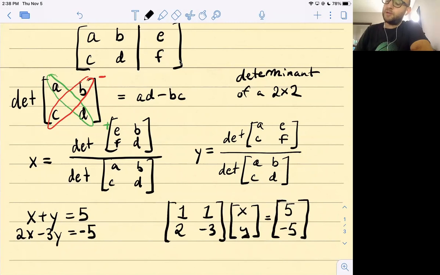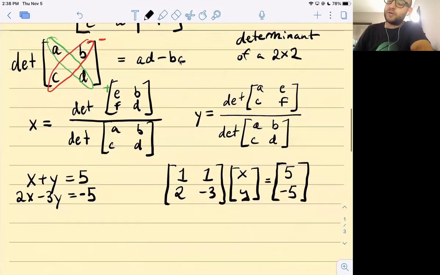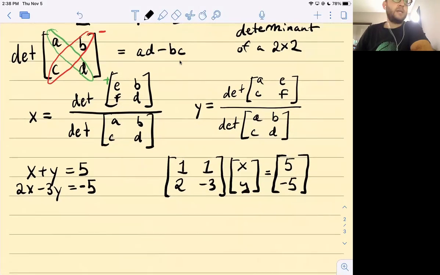So I want this matrix times the vector xy to give me 5, -5. I want to figure out what x and y are. Cramer's rule tells me something really convenient. It says to find x, I can do this determinant formula. The determinant of a 2 by 2 matrix always follows the same pattern: it's the green diagonal minus the red diagonal.